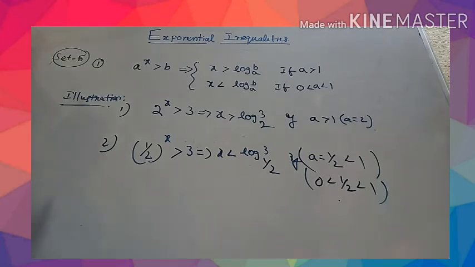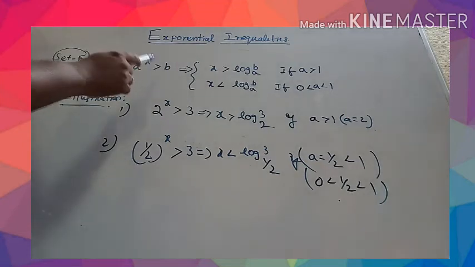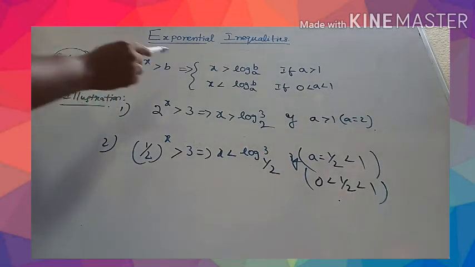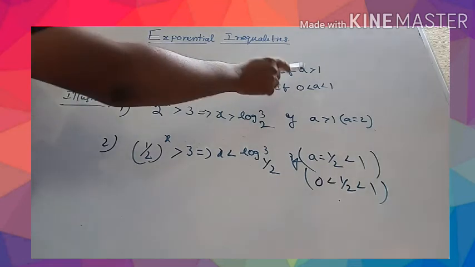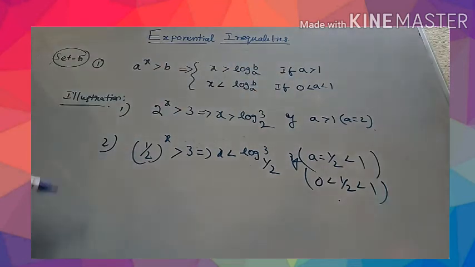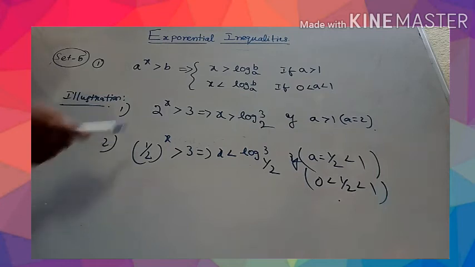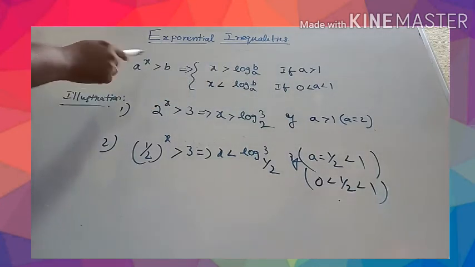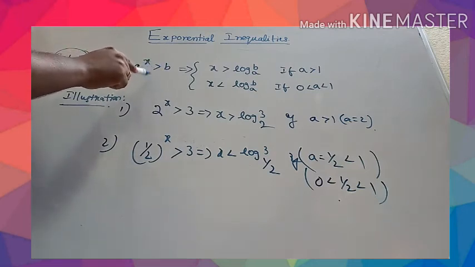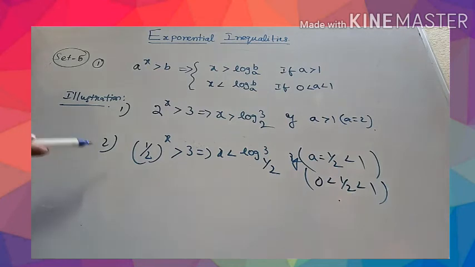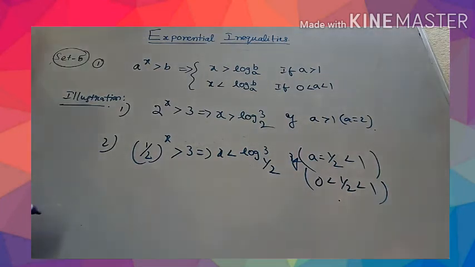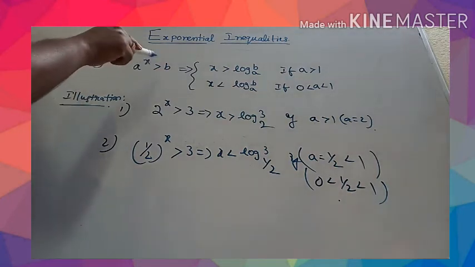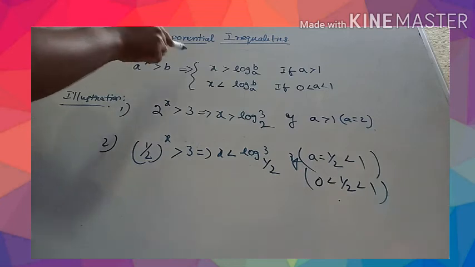The first one under this is a power x is greater than b. Then when base a is greater than 1, then x is greater than log b to the base a. You know that, my dear students, how to convert into logarithm. a power x is equal to b means x equal to log b to the base a. That is the fact mentioned here.